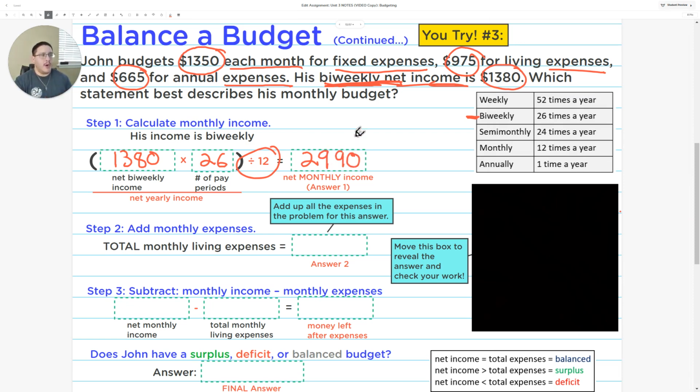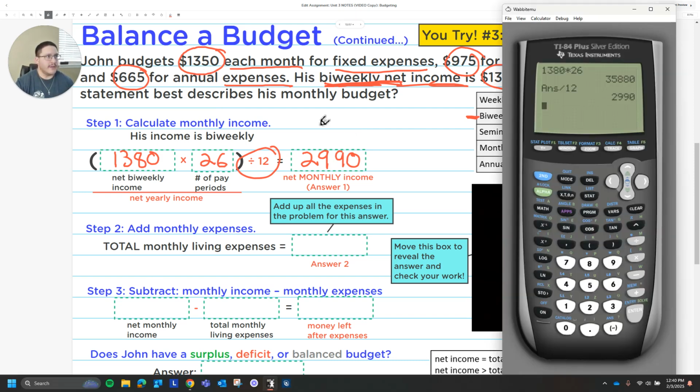Okay, now we're going to add up all the monthly expenses. For monthly expenses, we have $1,350 plus $975, and then plus $665. And we have $2,990.